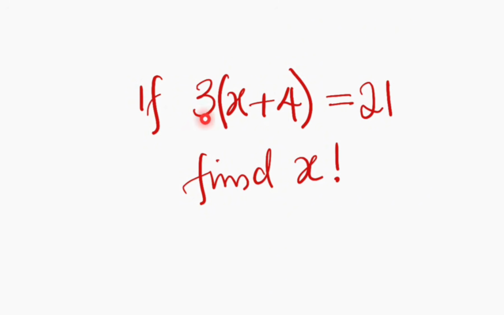I said if 3 times x plus 4 is 21, then find x factorial. I don't mean to find x. So many people were finding x, which is equal to 3. But 3 is not the solution, rather 6.